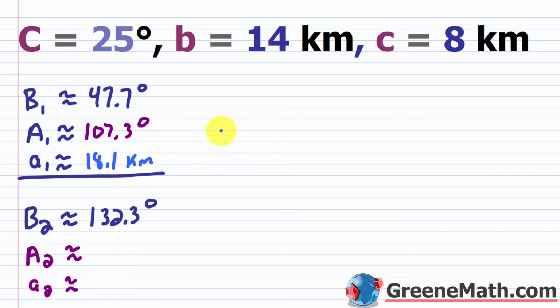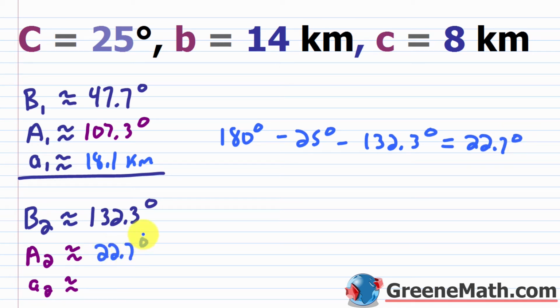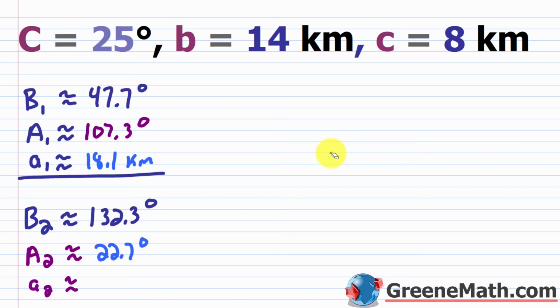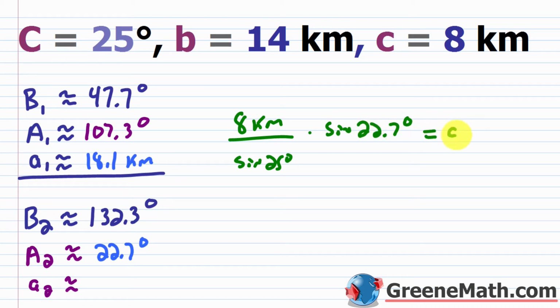So now for a sub 2, I'm going to have 180 degrees minus 25 degrees minus now 132.3 degrees. So this equals 22.7 degrees, okay? So let's put 22.7 degrees in like that. And now I just need a sub 2. So again, I'm just going to do the same thing. So I'm going to go 8 kilometers over the sine of 25 degrees times, in this case, the sine of this guy, so 22.7 degrees, okay? And this is going to be equal to a. So let's go ahead and punch this up on a calculator. And you're going to get a is approximately 7.3, and this is in terms of kilometers. So 7.3 kilometers like this.